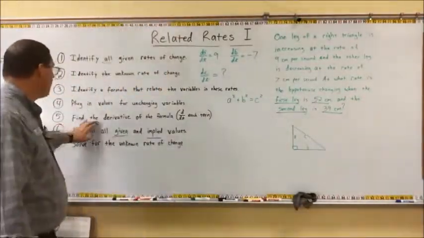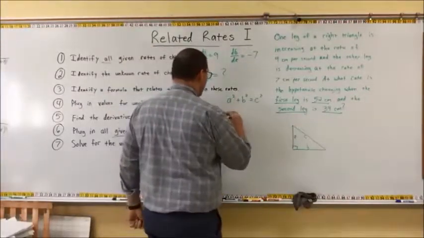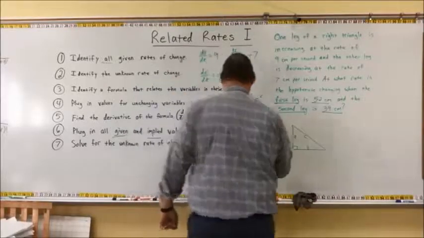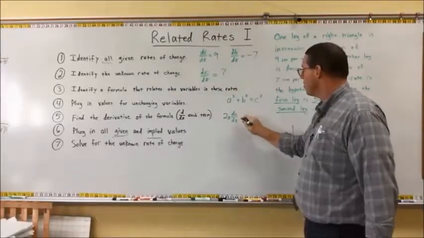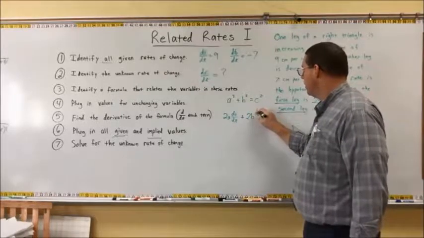Step 5, find the derivative of the formula. All right, well, the derivative of A squared is 2A, and then we've got to put on dA/dt, right? The conversion factor, plus B squared becomes 2B dB/dt.